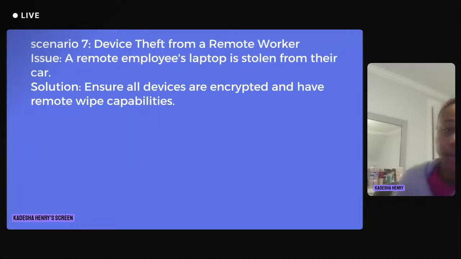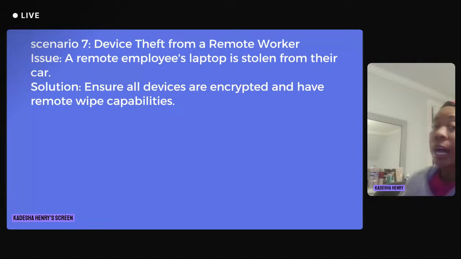Okay, let's look at another one. Device theft from a remote worker. A remote employee's laptop is stolen from their car. Right? One of the things that the organization can do or must do before giving them the device is ensure all devices are encrypted and have remote wipe capability.